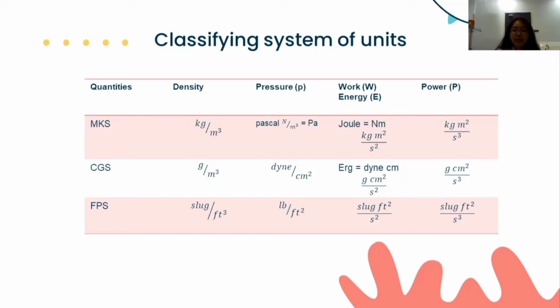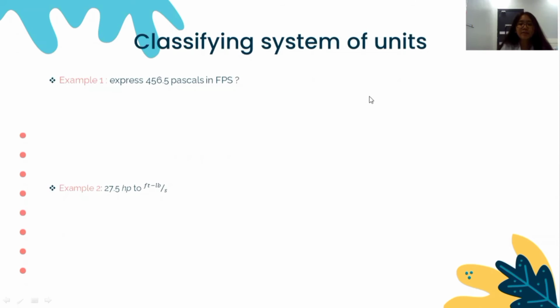Next, we have the FPS, density slug per feet cube. The pressure is pound per feet squared. Work or energy is slug feet squared per s squared. And lastly, the power is slug feet squared per s cube. Here are some examples on classifying system of units. The first example is express 456.5 pascals in FPS.